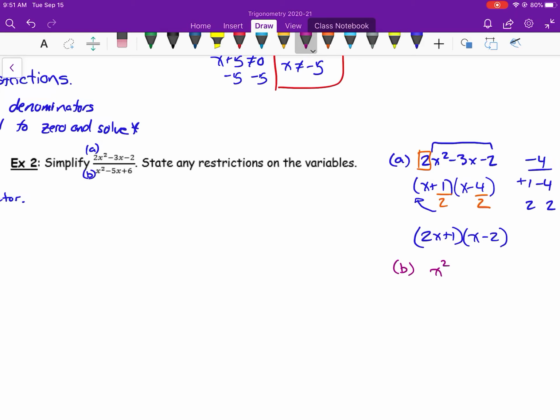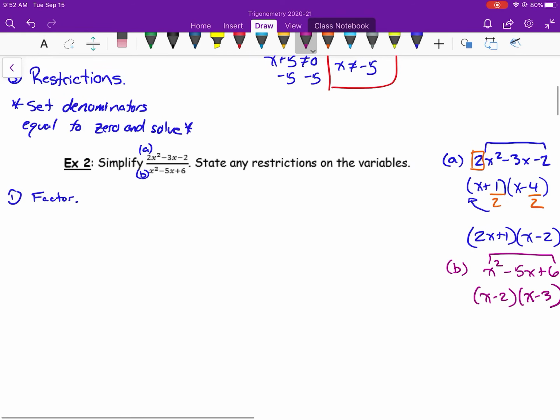B, x squared minus 5x plus 6. 1 and 6, 2 and 3. Alright, so it needs to be positive. So the only way we get a positive through multiplication is plus plus or minus minus. So I'm going to make negative 2 and negative 3, which add to negative 5. So x minus 2, x minus 3.